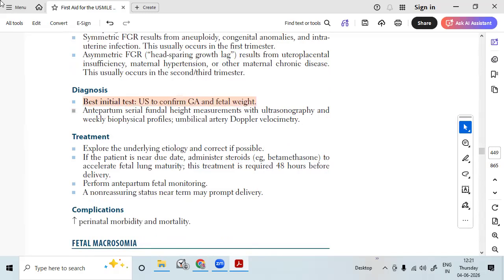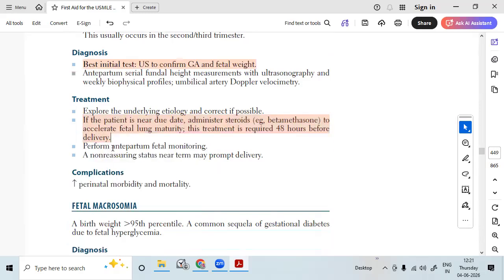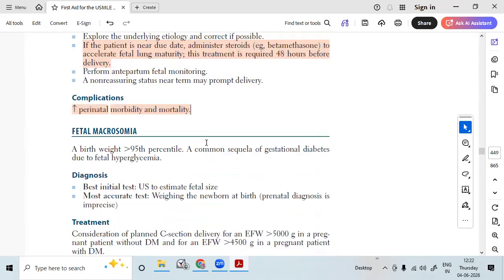Treatment: explore the underlying etiology and correct if possible. If the patient is near due date, administer steroids to accelerate fetal lung maturity. This treatment is required 48 hours before delivery. Perform antepartum fetal monitoring. A non-reassuring status near term may warrant prompt delivery. Complications: increased perinatal morbidity and mortality.